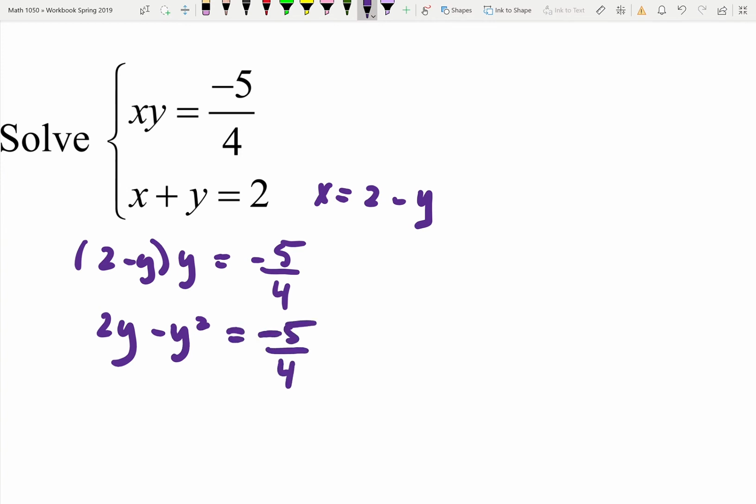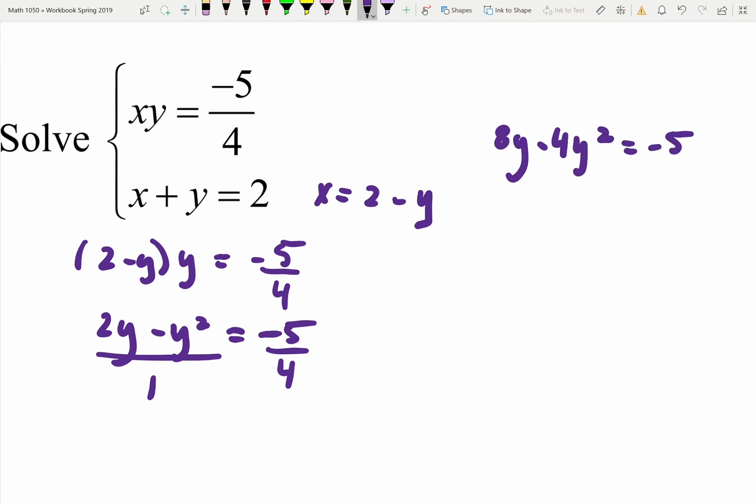Now, I don't want that fraction, obviously, right? So you could think about it in several ways. Multiply both sides by 4. Better yet, let's just cross multiply. Put a 1 underneath. You'll just have to distribute the 4. So you would get 8y minus 4y squared is equal to negative 5.